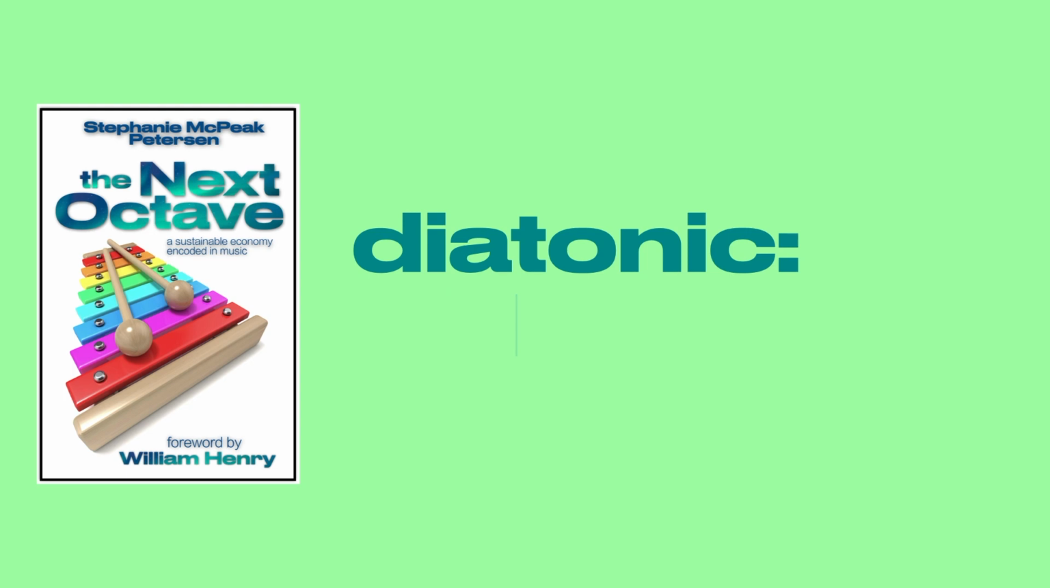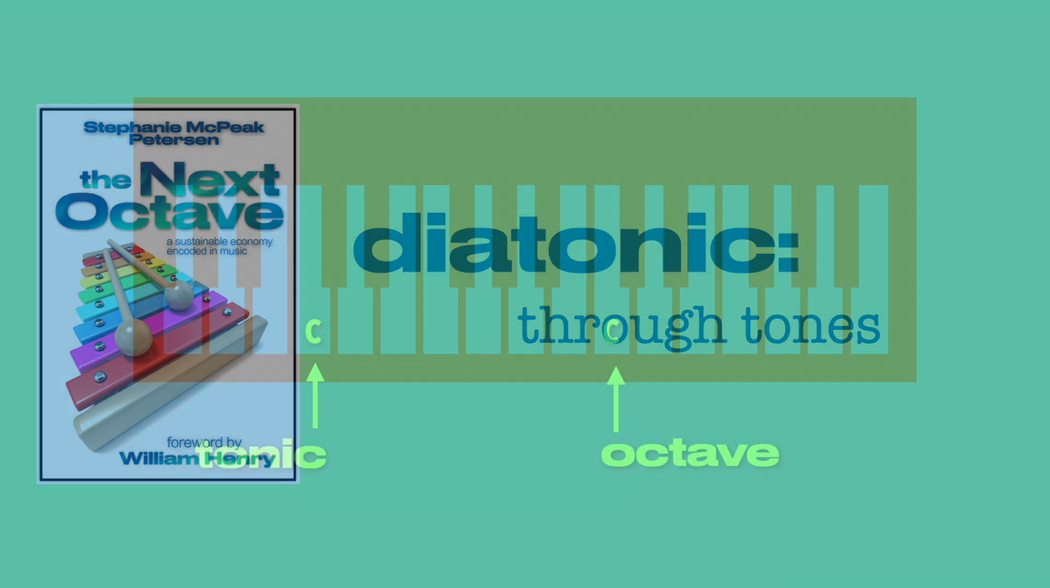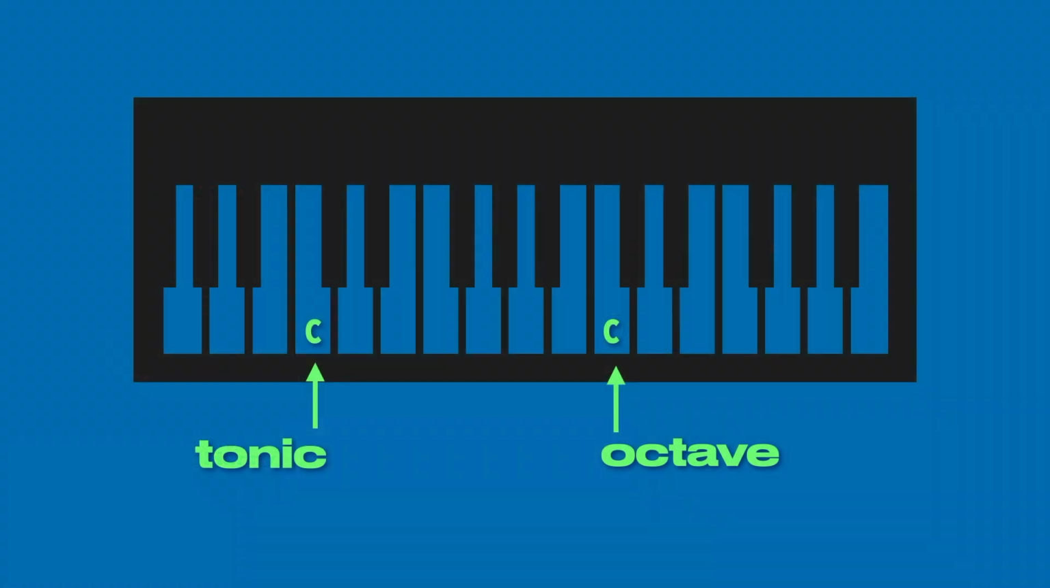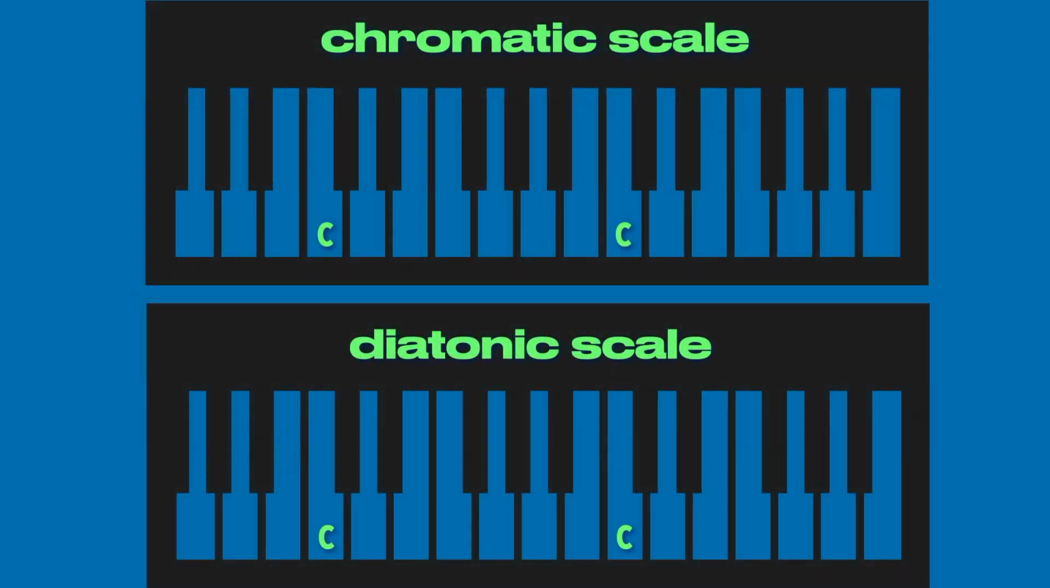In music, the word diatonic simply means through tones. So a diatonic scale is a movement through subsequent tones or notes. For example, the C major diatonic is a scale running through certain tones between the tonic and octave of C. But the diatonic scale is very different from the chromatic scale between the two octaves of C.